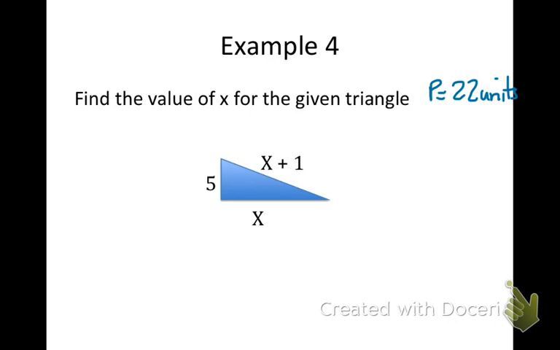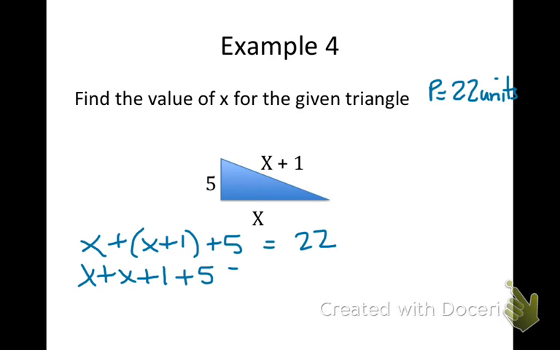So we know that when you're finding perimeter, you're adding up all the outside edges. So we know that we have x plus this x plus 1 plus 5 equal to 22. Since there's a positive sign or a plus sign, I don't know why I really wrote the parentheses in front of that. We could just drop the parentheses because it doesn't change the signs. We're not distributing a negative 1.